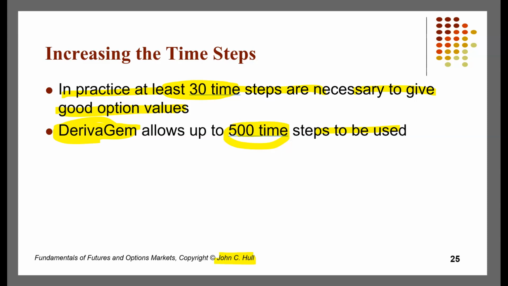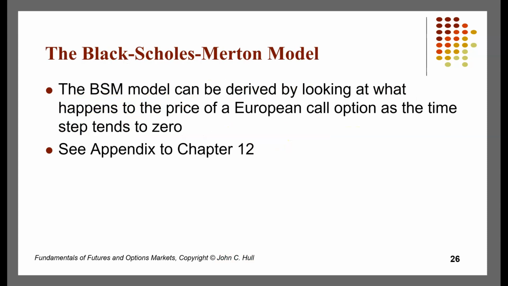And you remember that the more time steps we include, the closer we get to the Black-Scholes and Merton option valuation. That Black-Scholes and Merton model can be derived by looking at what happens to the price of the European call option as the time step tends towards 0. So we are pricing a European call option and we are shrinking the time steps. What do we obtain? We obtain essentially the Black-Scholes option pricing model. And that's what we're going to be seeing in the next unit.